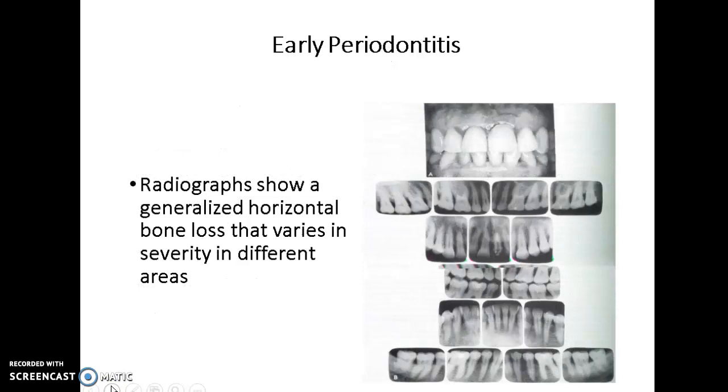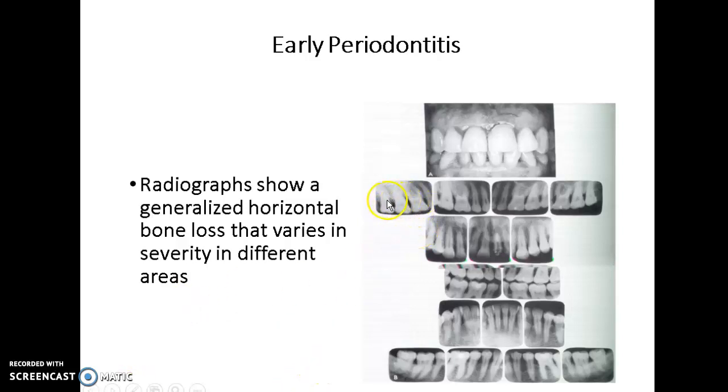So early periodontitis looks a lot like this. We have the inflammation of the soft tissue, and then we have the radiographic visibility of the loss of the bone structure. In this case, radiographs do show a generalized horizontal bone loss that varies in severity in the different areas throughout the oral cavity.